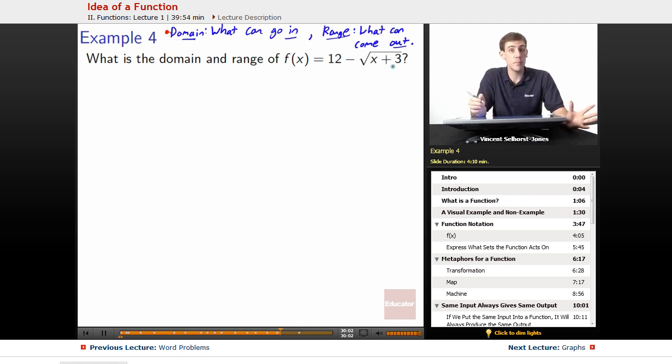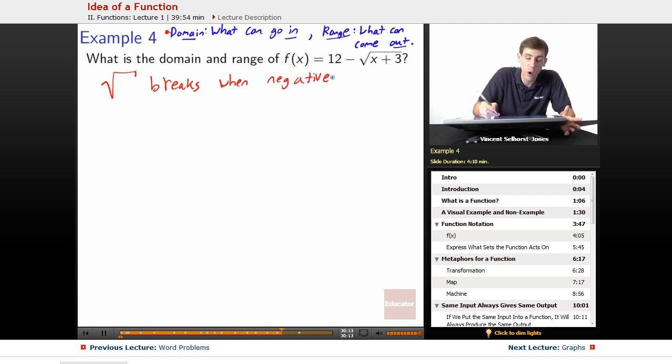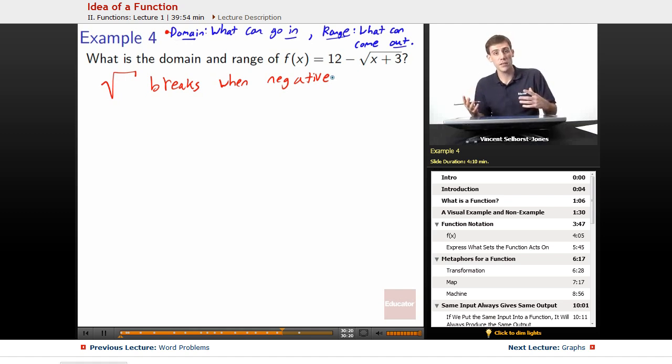So is there anything that can break in this function? We go, oh, right, square root breaks when negative inside, right? We can't take the square root of -1 because there's no number, at least no real number, that you can give me that would square to give us -1, right? You give me any positive number, comes out positive. You give me a negative number, comes out positive. You give me 0, comes out 0. So there's no number you can give me that will spit out a negative number when squared. So square root breaks when we are trying to put a negative inside of it.